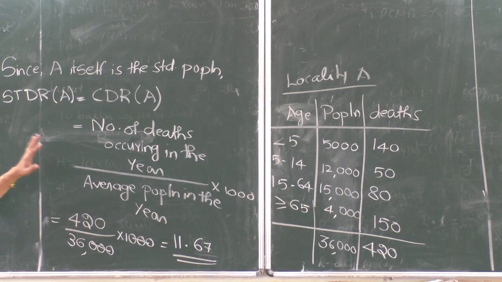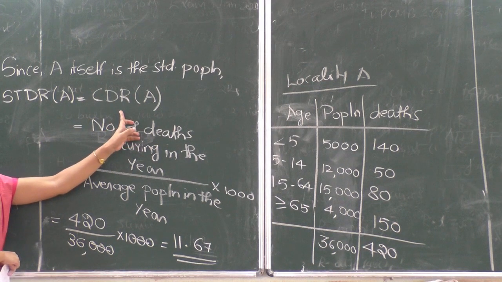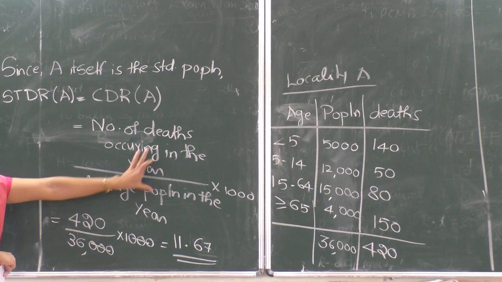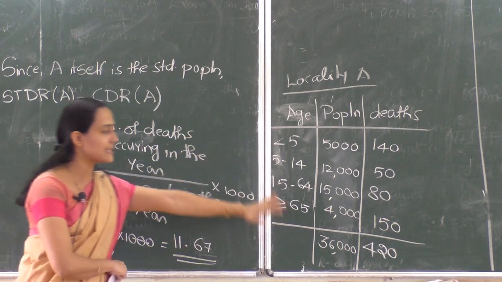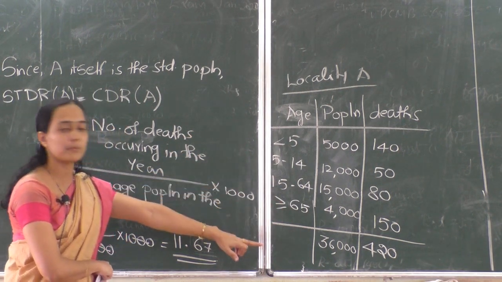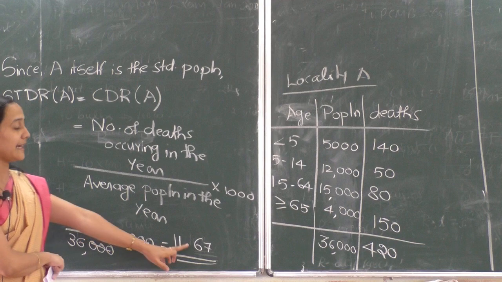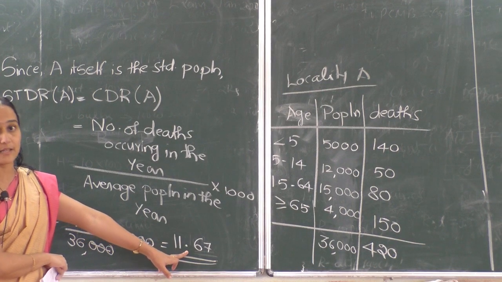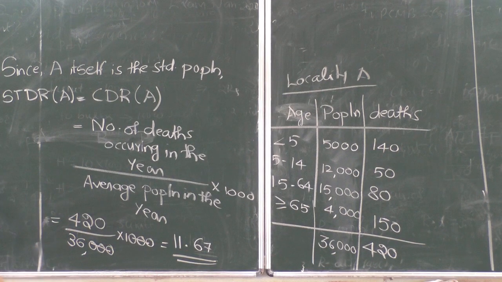Here there is no need to compute age specific death rate, since A itself is the standard population. So STDR of A is the same as CDR of A. Write the formula of CDR, just compute the deaths total, then the average population total, into 1000. The answer is 11.67. For the second one, we have to compute the STDR of locality B. How to compute?